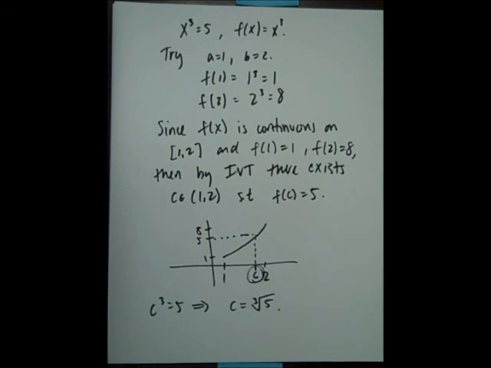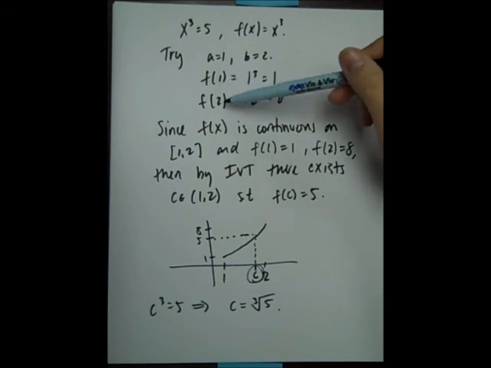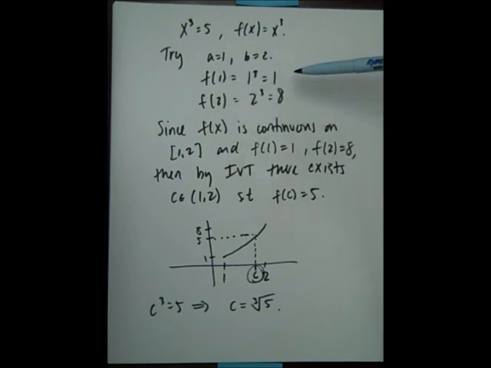So that's how you can use the intermediate value theorem. Again, what you're going to do is find an interval where the y values surround the solution that you want, and then you'll say by the intermediate value theorem there exists a number between the two x values such that you get the y value that you want. So that's the intermediate value theorem.